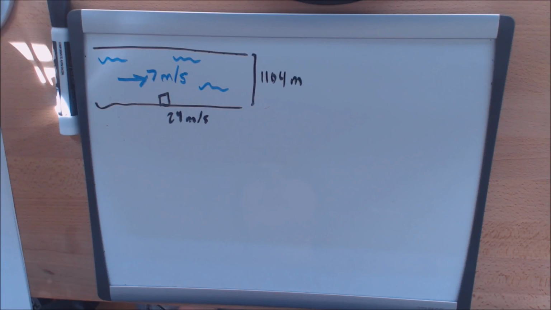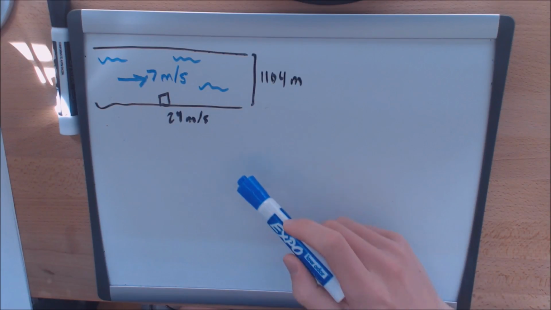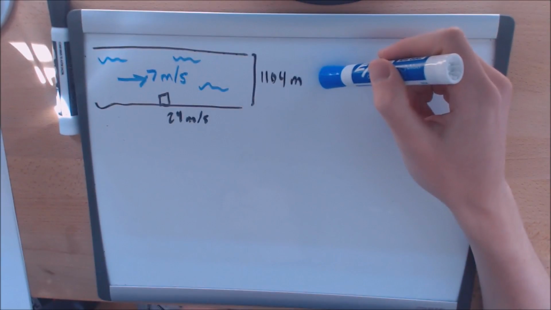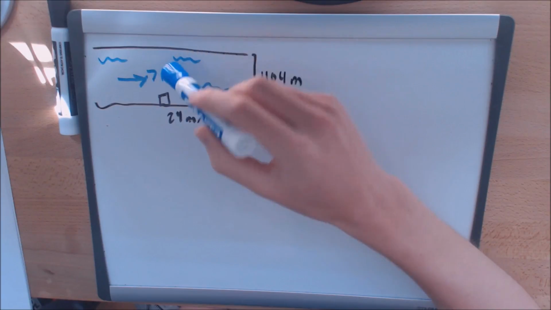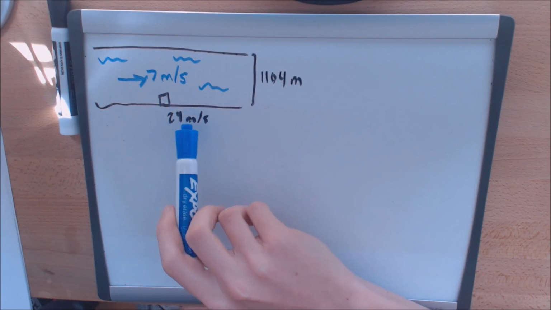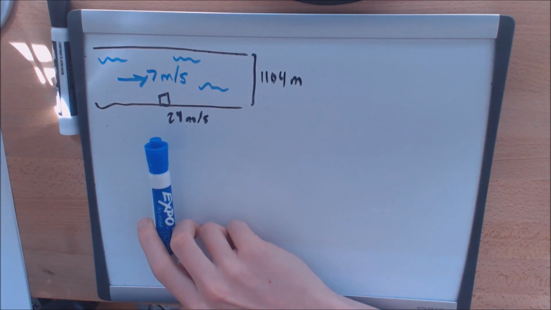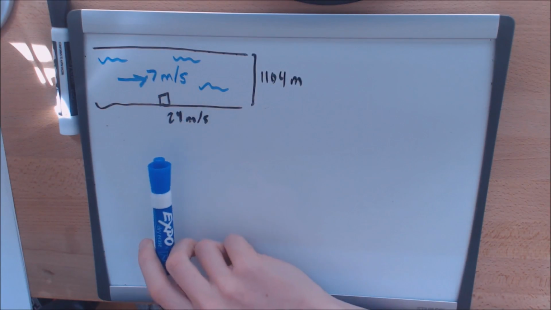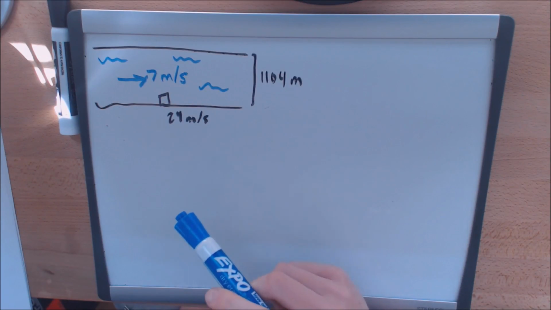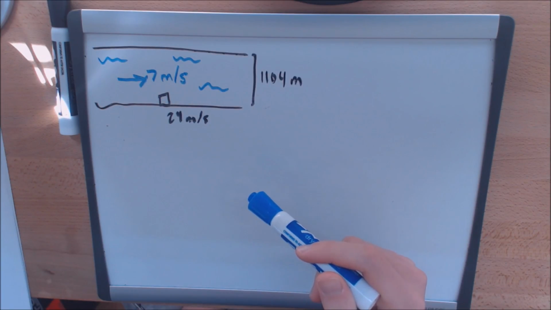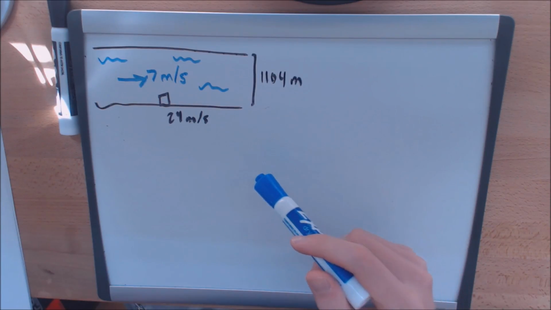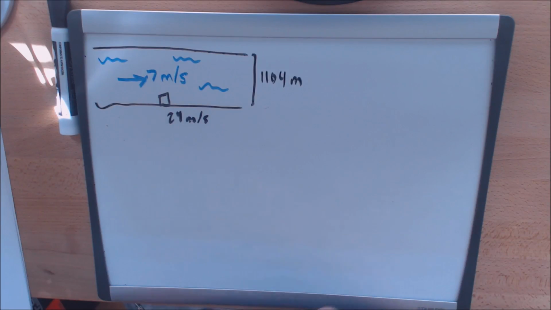This is the river crossing assessment. In this situation, we have a river that is 1,104 meters wide. It has a current of 7 meters per second. And our boat, which we're going to drive by pointing directly across the river, has a speed of 24 meters per second. The question is, at what speed and angle relative to straight across does the boat look like it's traveling to an observer on the shore?